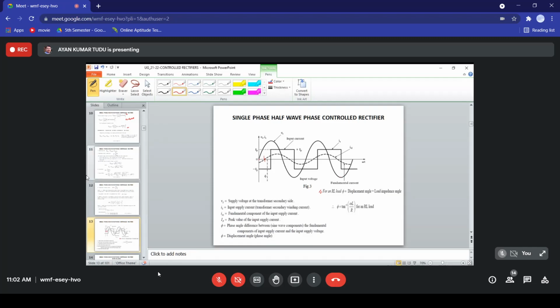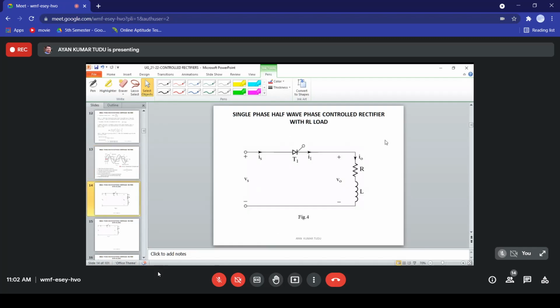So next, we talked about a single phase half wave rectifier with a resistive load. Now let us talk about a single phase half wave rectifier with an RL load. This is the typical picture that I've taken for a single phase half wave phase control rectifier with RL load.